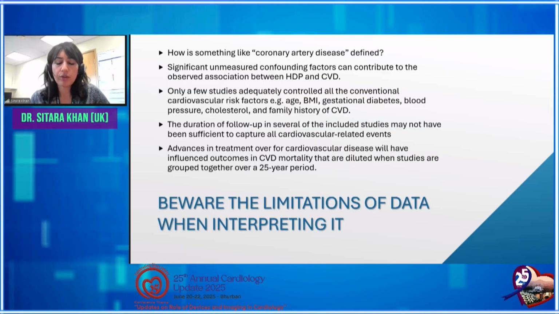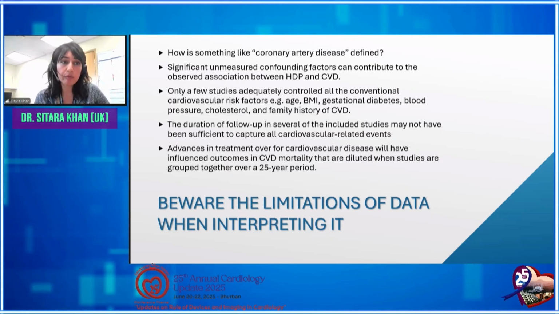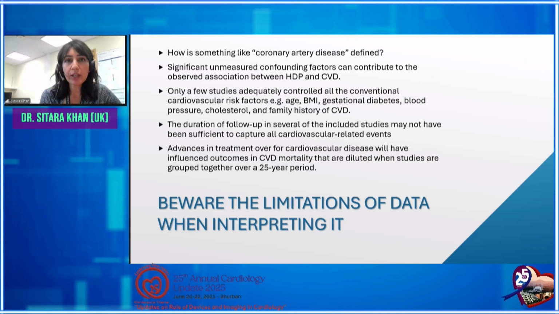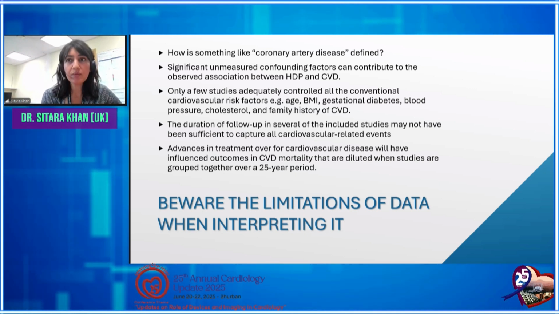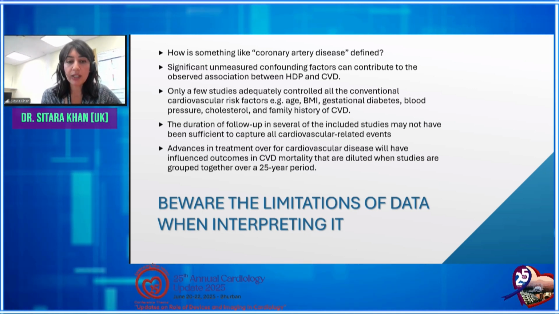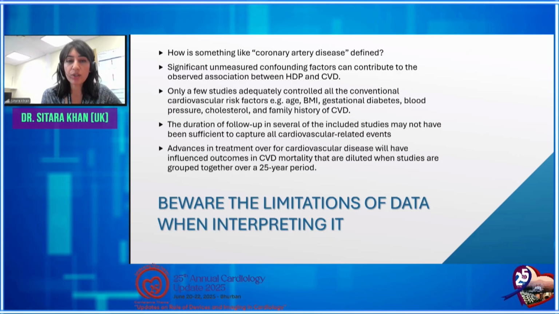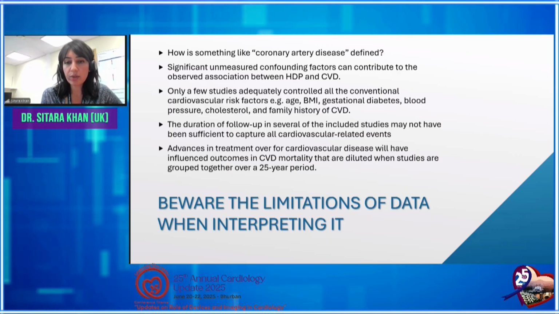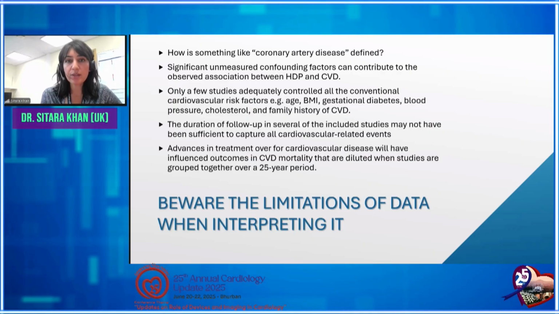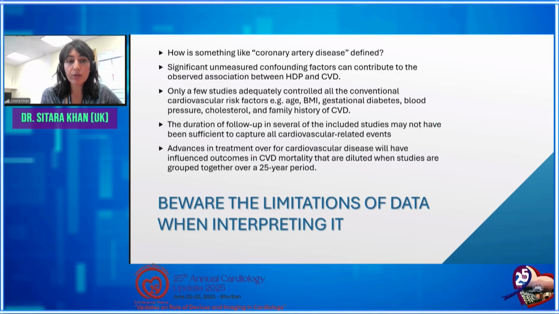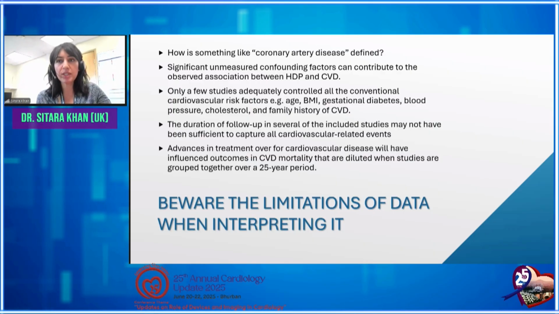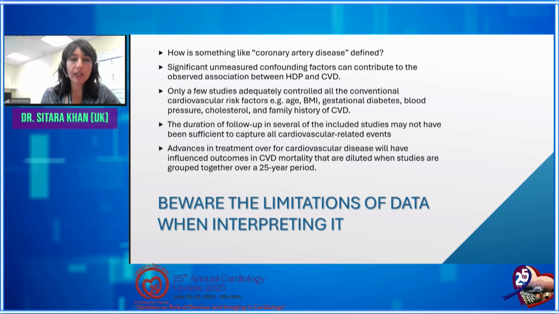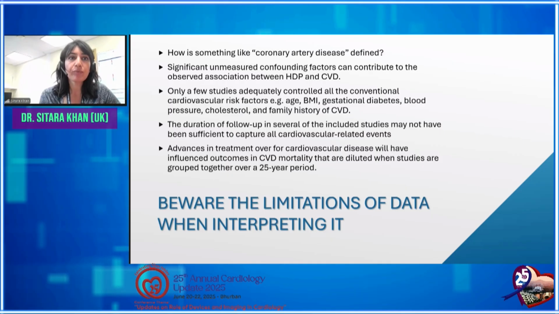But the limitations of data, whether it's from this meta-analysis or from other studies, is how is something like coronary artery disease defined? Is it on the basis of a minor troponin rise, which was due to something else? Is it on the basis of non-specific T-wave changes that then resolved? Is it on the basis of plaque, which was found on a CT coronary angiogram, which is non-flow limiting? It's very difficult to establish how that is defined in any of these studies.